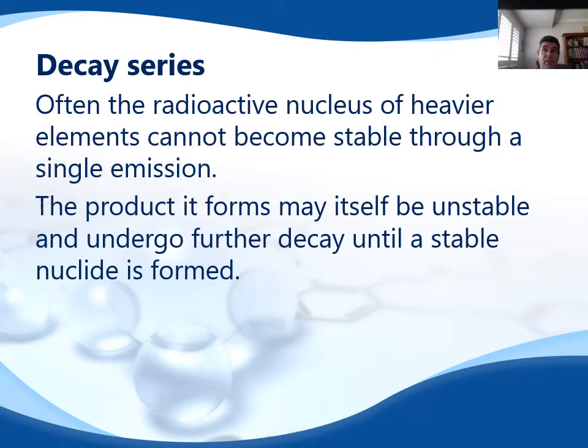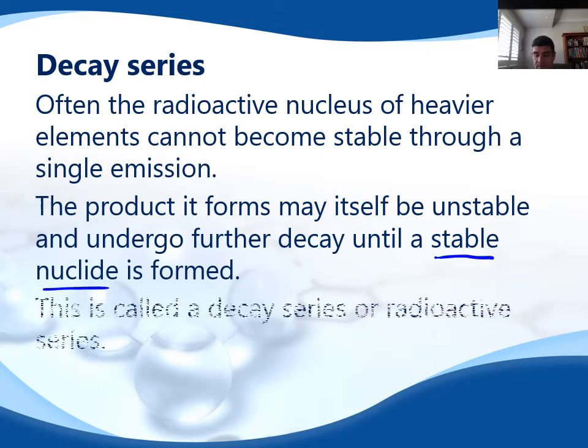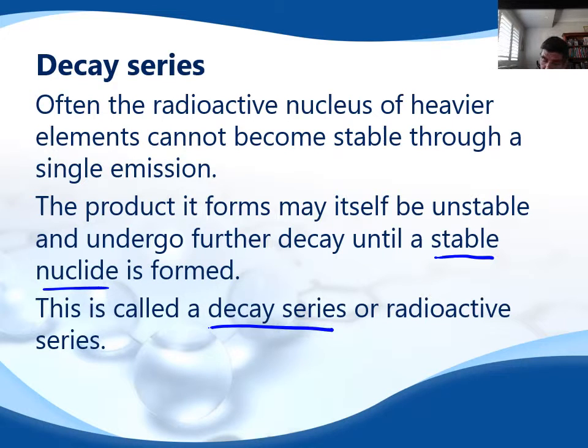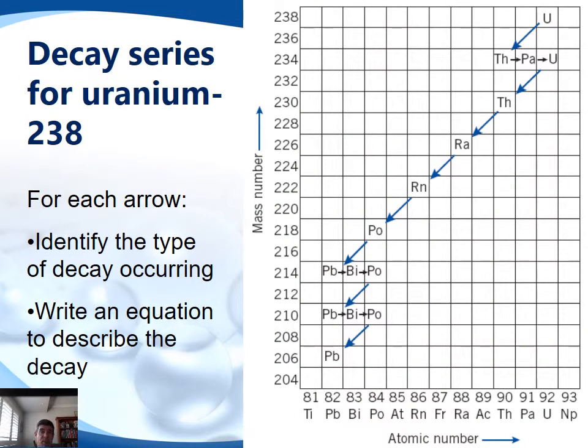So a lot of the products tend to be intermediate. The product itself may well be unstable, and it will radioactively decay to another product, which itself may be unstable, and so on, until we reach a stable nuclide, or a nucleus which is no longer emitting radiation. When this happens, we call this a decay series or radioactive series. So it's not a simple step. It's not just one decay product. It is a series of decay products. And perhaps the best example is the uranium-238 series.